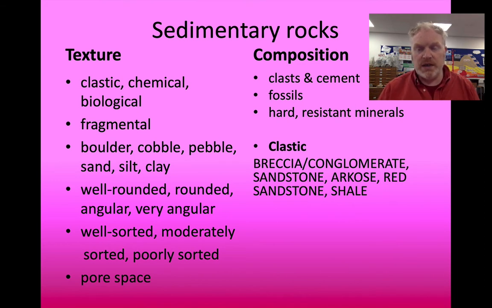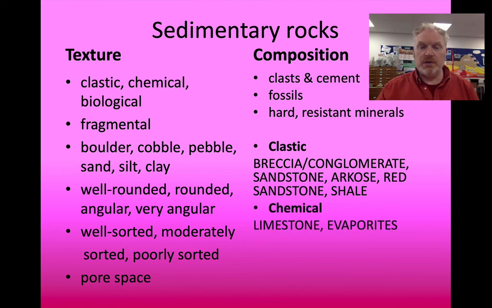Sandstone is where we have clasts within a sediment that are sand size, so between 2 and 1/16th of a millimeter. There are different types of sandstone. We can have arkose, which has a lot of feldspar in it. Red sandstone, where we've got a coating of hematite on the grains, usually in desert deposits. Or we can have shales. Shales are mudstones, where we've got very fine fragments.